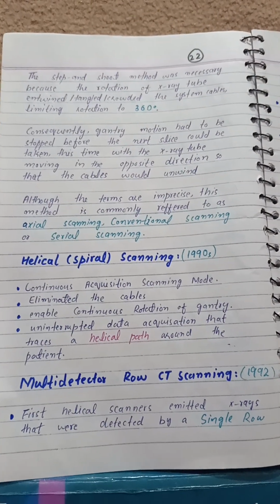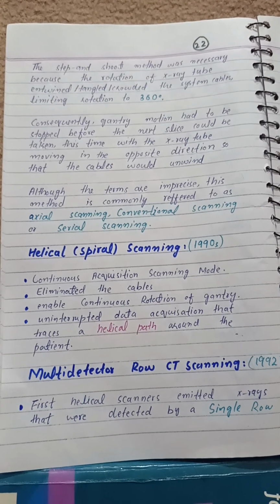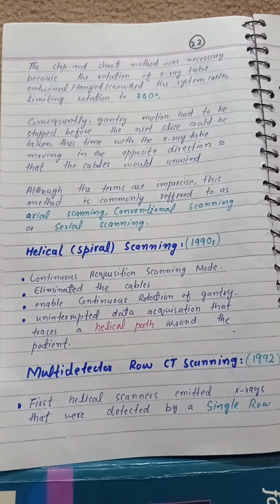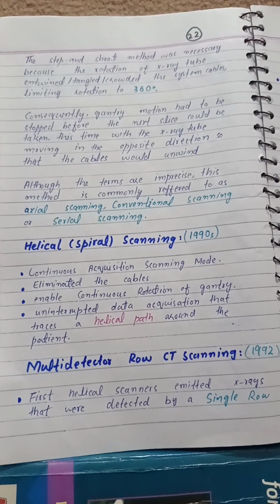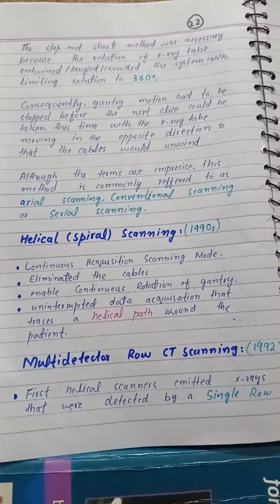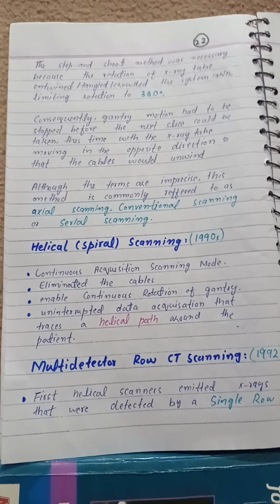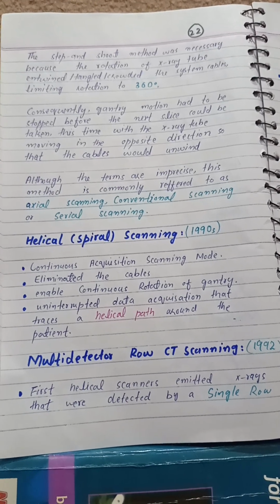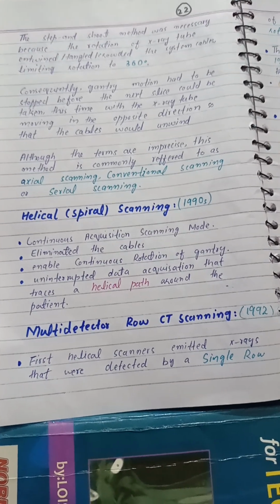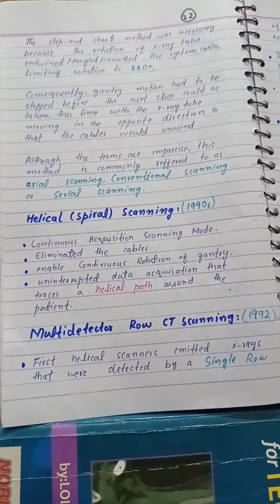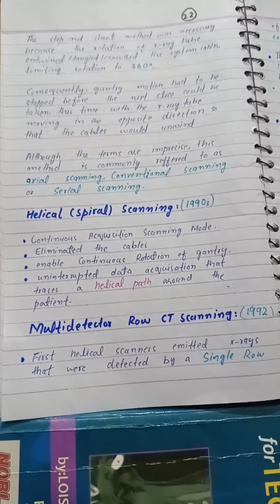The step and shoot method was necessary because the rotation of the X-ray tube entwined the system cables, limiting rotations to 360 degrees. Gantry motion had to be stopped before the next slice could be taken, this time with the X-ray tube moving in the opposite direction so that the cables would unwind. Although the terms are imprecise, this method is commonly referred to as axial scanning, conventional scanning, or serial scanning.